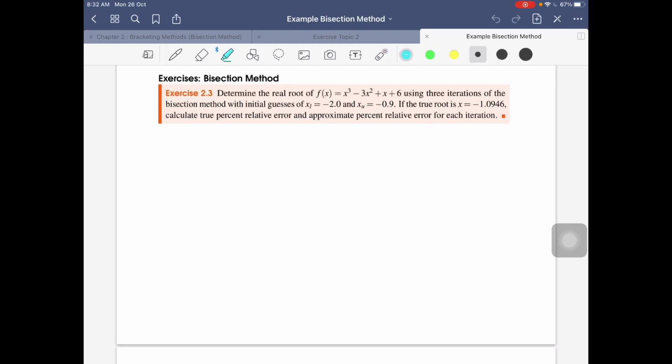So, let me highlight first the important notes. This is our function that we want to approximate the roots. We are asked to perform 3 iterations using the bisection method. You are also given the true root, x equal to negative 1.0946, and this is our starting initial guess, the starting lower and upper limit. So let's solve this together.